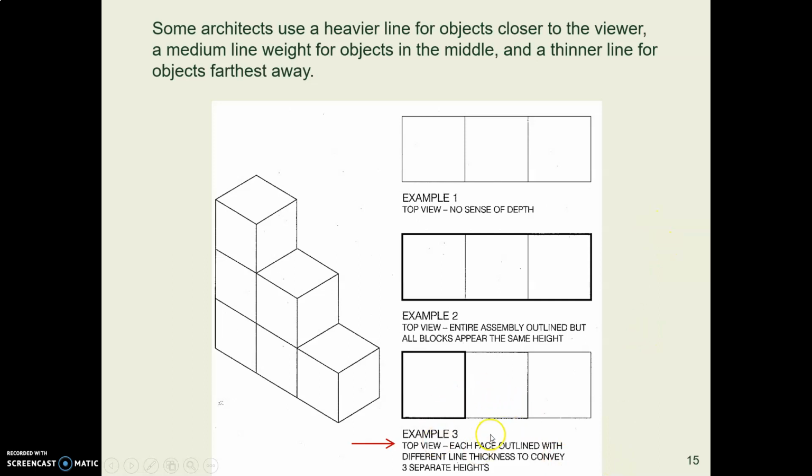Now in the bottom example, example 3, notice that this cube is thick, this cube is medium, and this cube is thin. And what that tells you, once you get used to reading these, is that this cube right here is close to you. It must be sticking up highest.